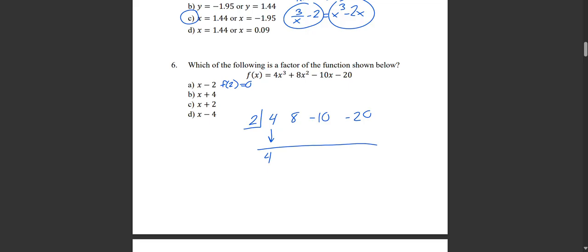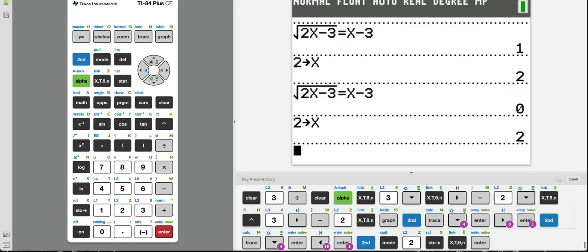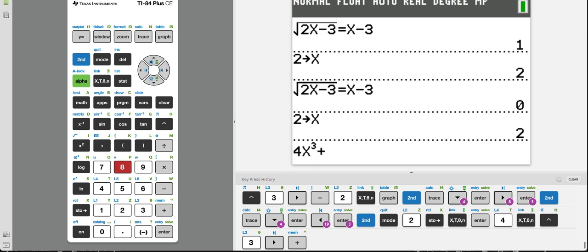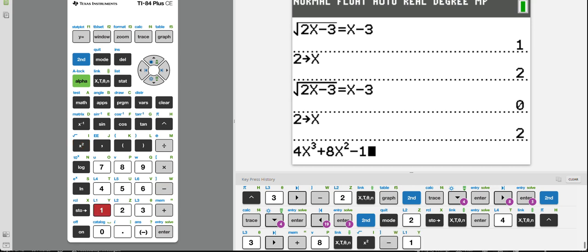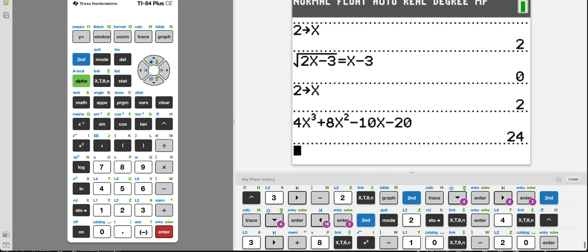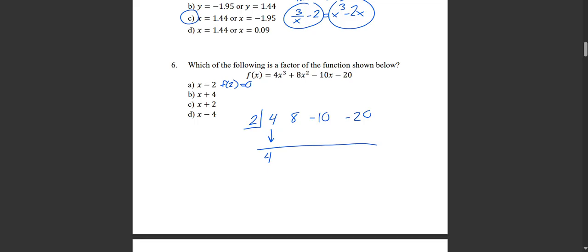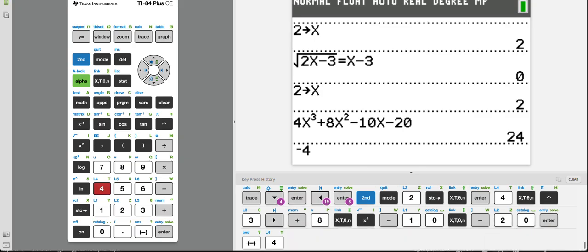And let's type in that function, 4x cubed plus 8x squared minus 10x minus 20, right? And if I plug in 2 and I get 0, then it would divide nicely and it is a factor. In this case, it is not, because I did not get 0. So let's try negative 4 for x plus 4.